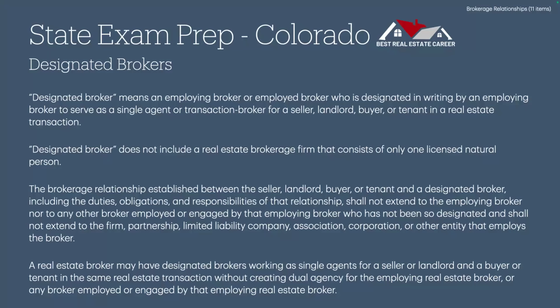It says designated broker does not include a real estate brokerage firm that consists of only one licensed natural person. Okay, cool. So we know that if there's only one person, they are a single person firm. They don't need to have an office policy. And there's no such thing as designated broker because they're the only person there. So who else could they possibly work for?